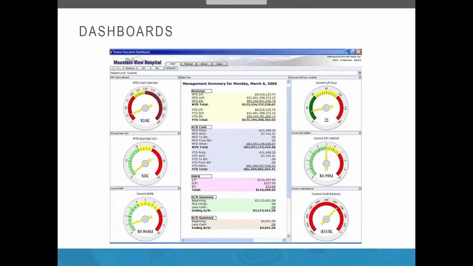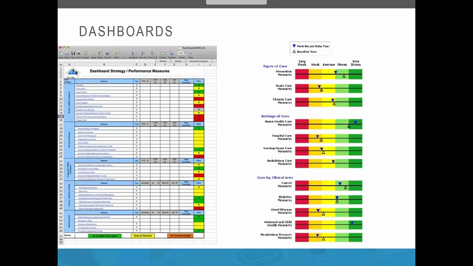This example is for a revenue cycle. And remember to assign an owner or an accountable person for each initiative. Now, dashboards don't have to be fancy. Some of my favorite are actually just tricked out Excel spreadsheets. So we use dashboards similar to these when doing our community health needs assessments.